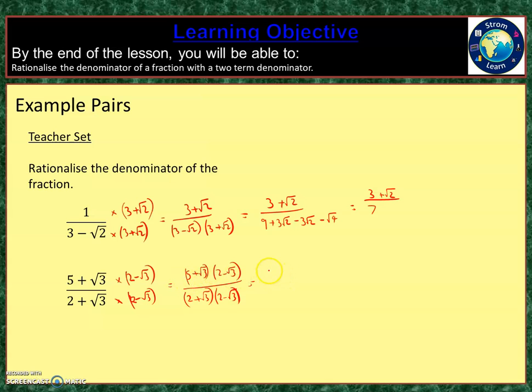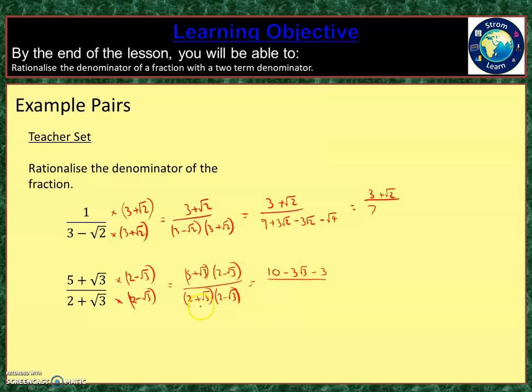So when I expand the top here, I'm going to get a 10, which is the 5 multiplied by the 2. I'm going to end up with negative 3 root 3, and that's because I've got a positive 2 root 3 and a negative 5 root 3, which leaves me with negative 3 root 3, and then negative 3, which is what I get when I do root 3 times negative root 3.